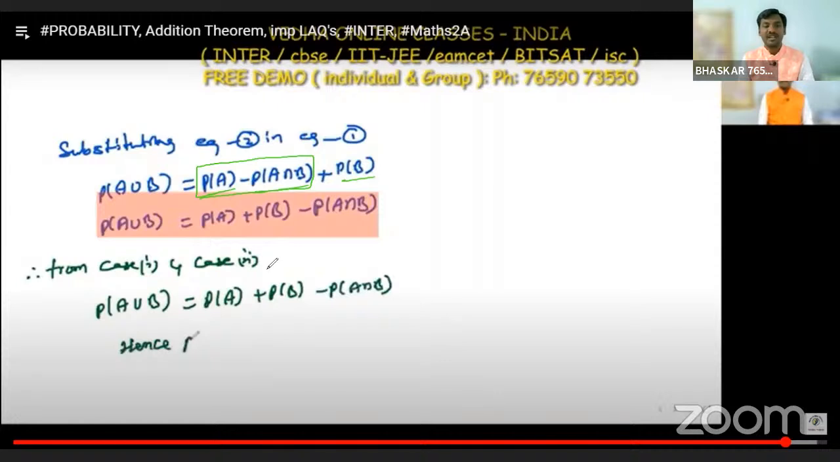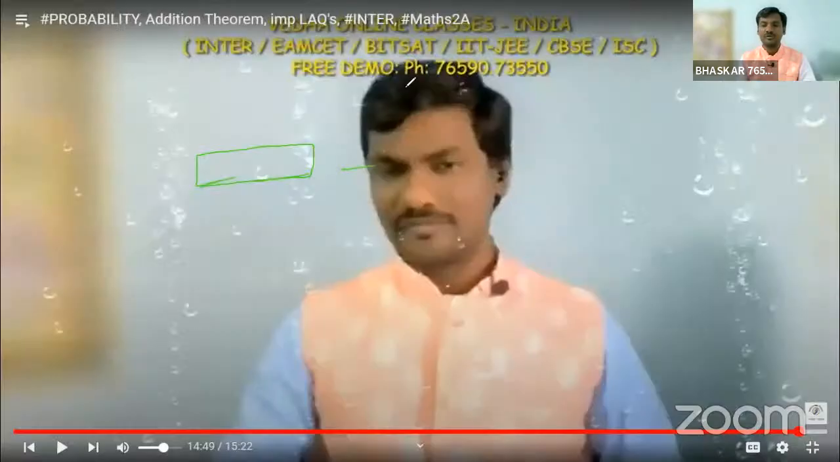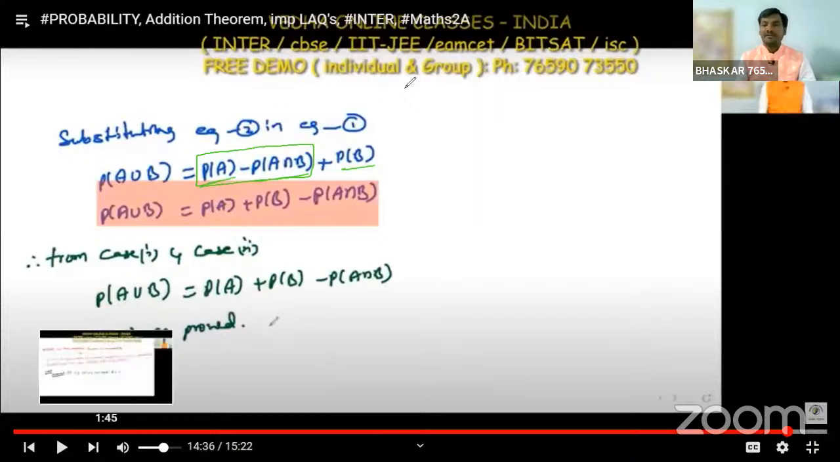So from case 1 and case 2, probability of A union B is equal to probability of A plus probability of B minus probability of A intersection B. So hence the addition theorem is proved. Understood? Do you have any doubts still here?